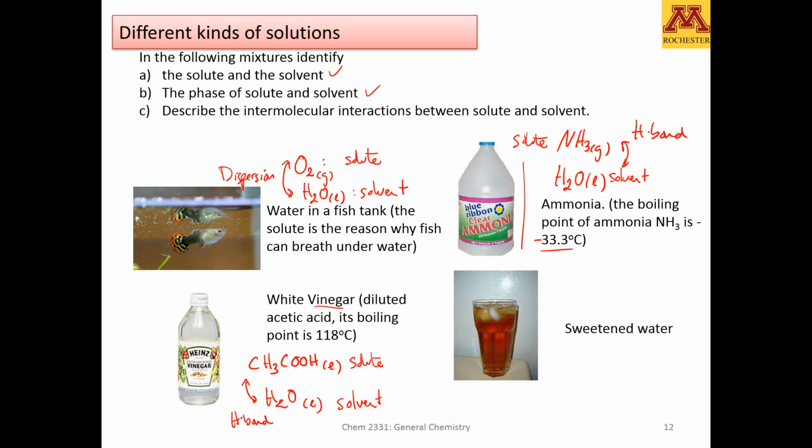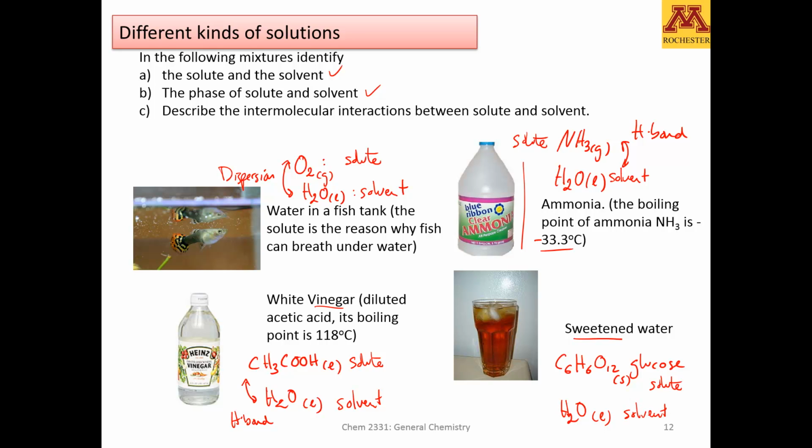Okay. Finally, sweetened water. Of course, what you can see here may be tea. It contains a lot of things, but if it's sweet, I'm going to assume that it's either glucose or saccharose or any kind of sugar, carbohydrate. So just to make things simple, this is the formula of glucose. Probably it's not glucose, but something sweet. Glucose is sweet. And this one is solid. And this would be our solute. And water, again liquid, is the solvent.